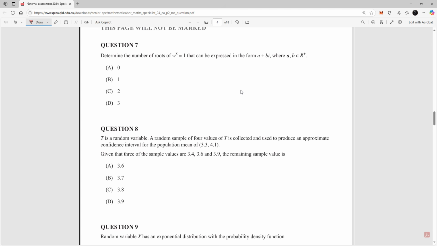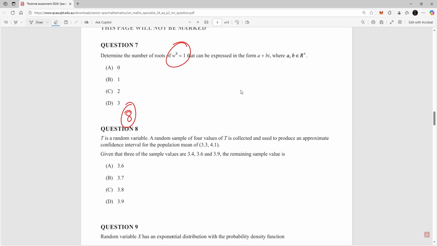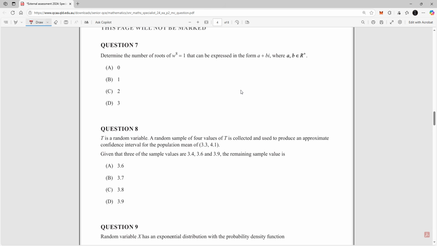So to determine the number of roots, w to the power of 8 equals 1. That can be expressed in the form a plus bi, where a and b are real positive numbers. Now, a lot of people would go looking for 8 as a solution, okay? Because if you take a cube root of a complex number, you have 3 solutions. If you have a fifth root of a complex number, you have 5 solutions.